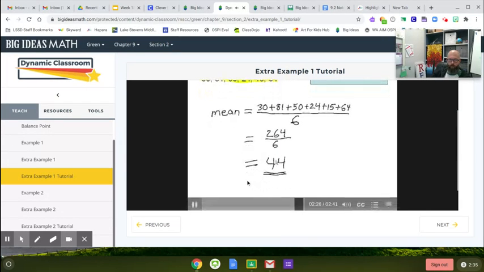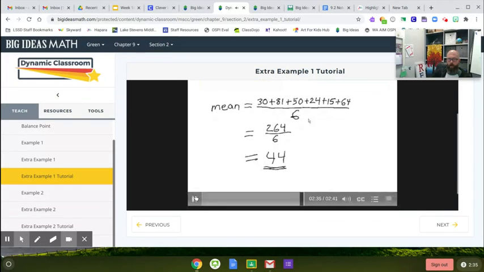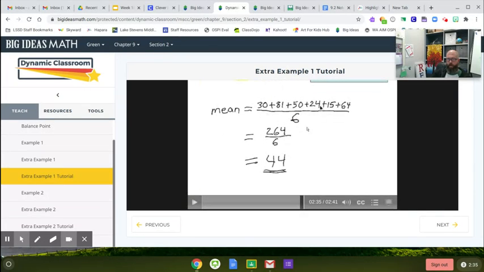A review of what we do to find the mean: we simply find the sum of all our data, and we divide it by the number of data. Add them all up and then count how many there are and then divide. You'd be good to go on finding the mean, which is another word for average.